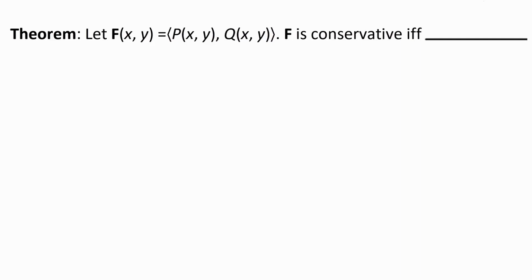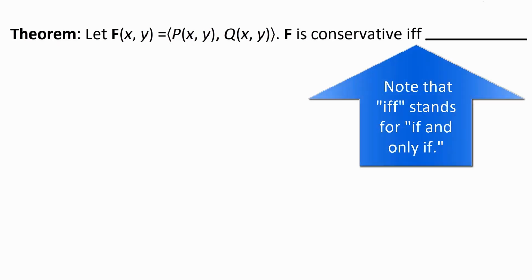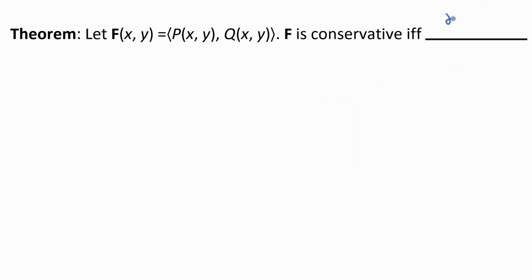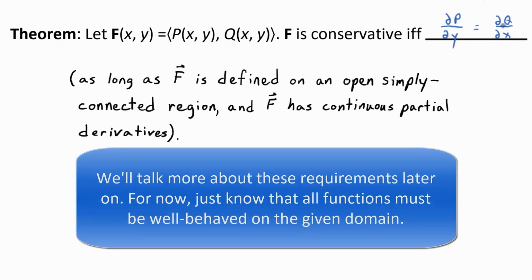Turns out that if F of xy, F being a vector field here with components P and Q, both functions of xy, F is conservative if and only if, so this is a test to see if it's conservative, if you take dP with respect to y, the derivative of the first component of F with respect to y, and it equals the derivative of Q with respect to x, then you know for sure that F is conservative. And by the way, this is true as long as F is defined on an open, simply connected region, and F has continuous partial derivatives.